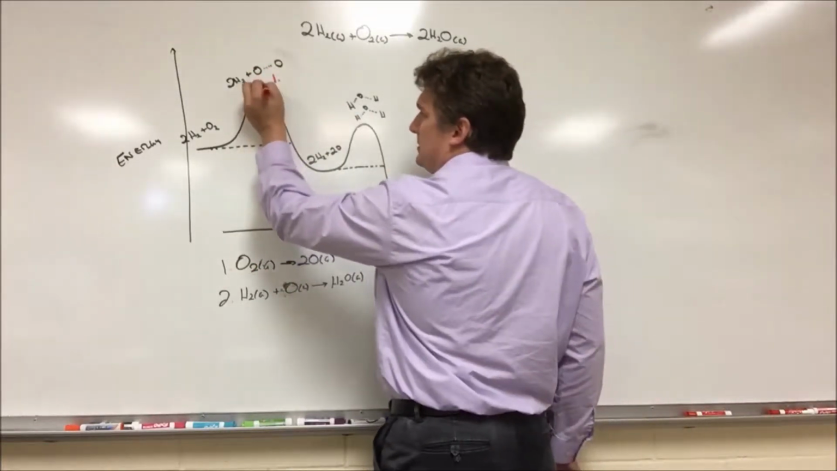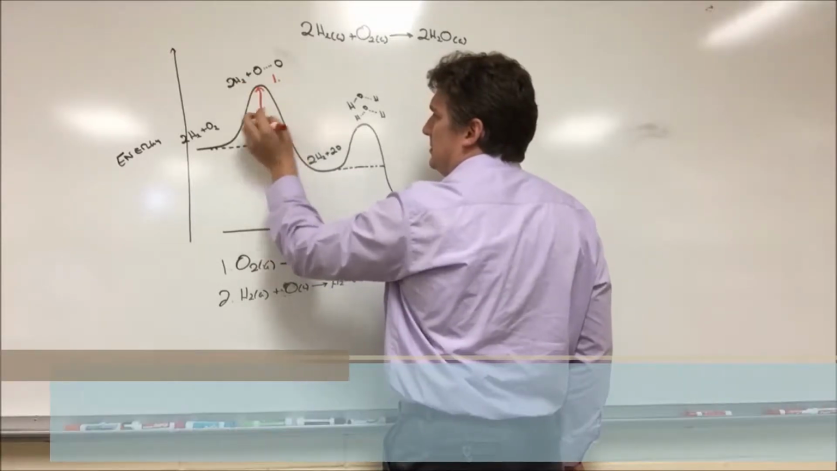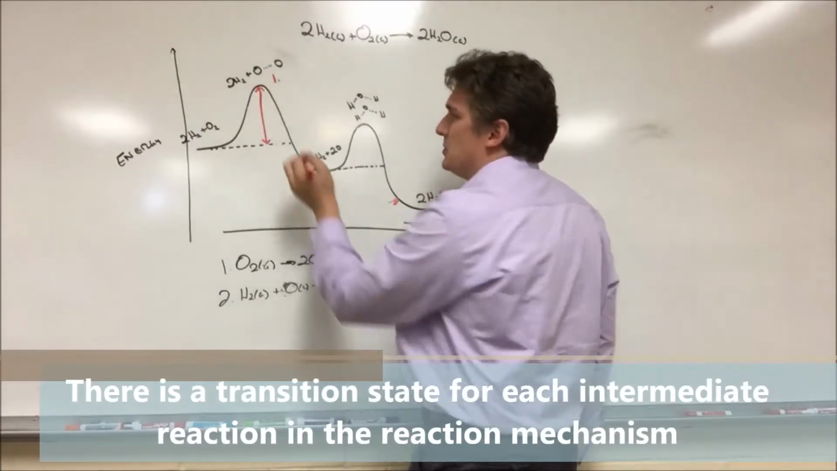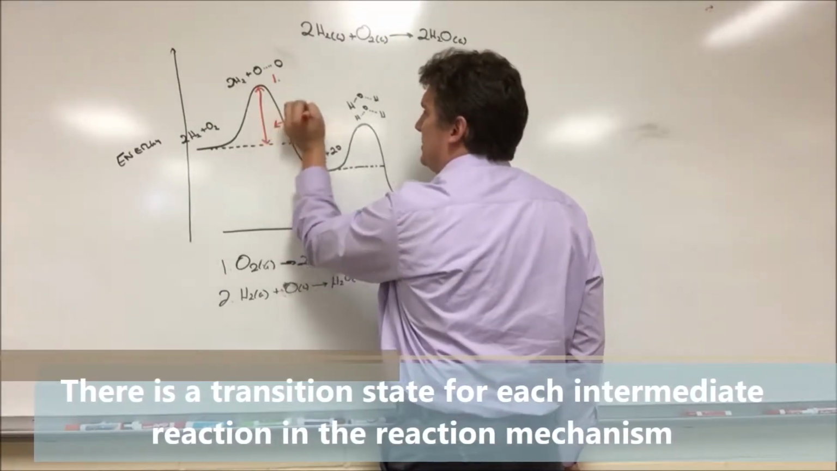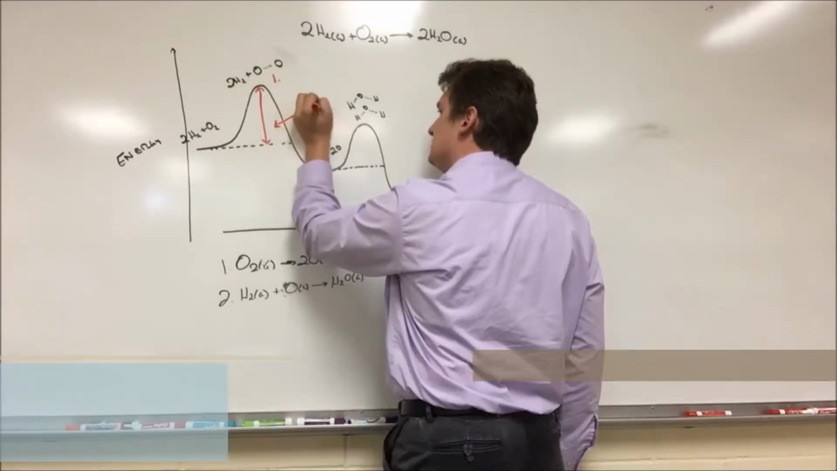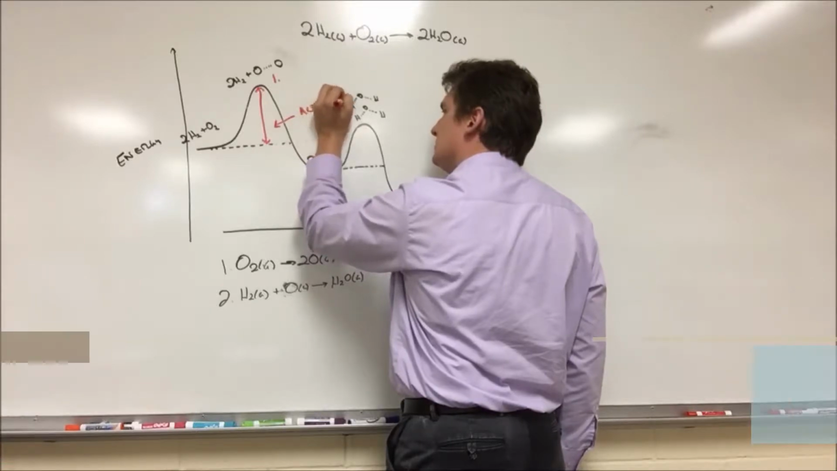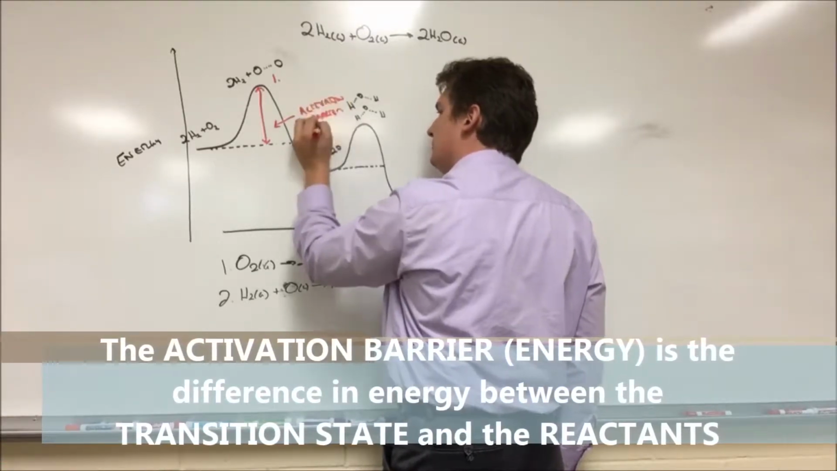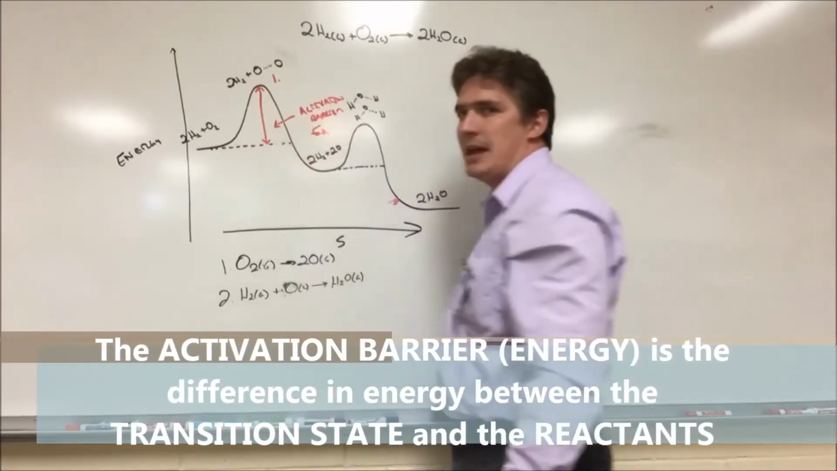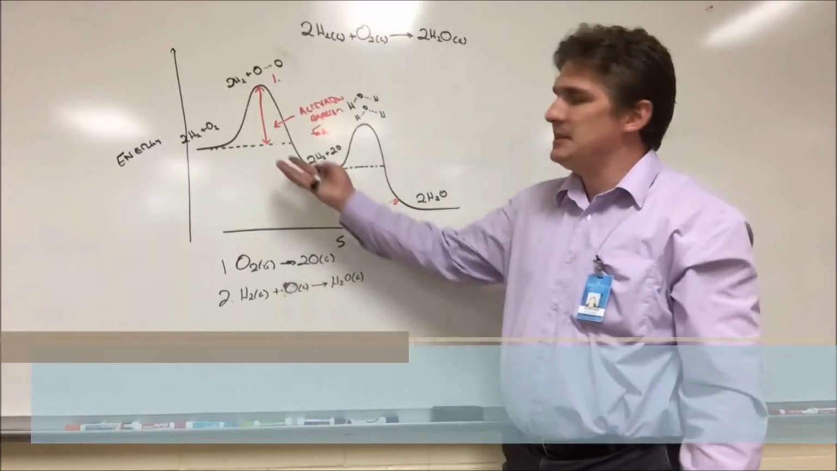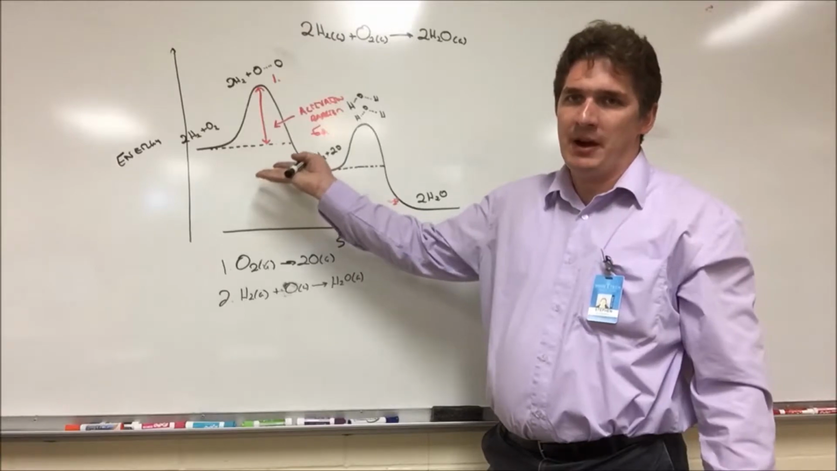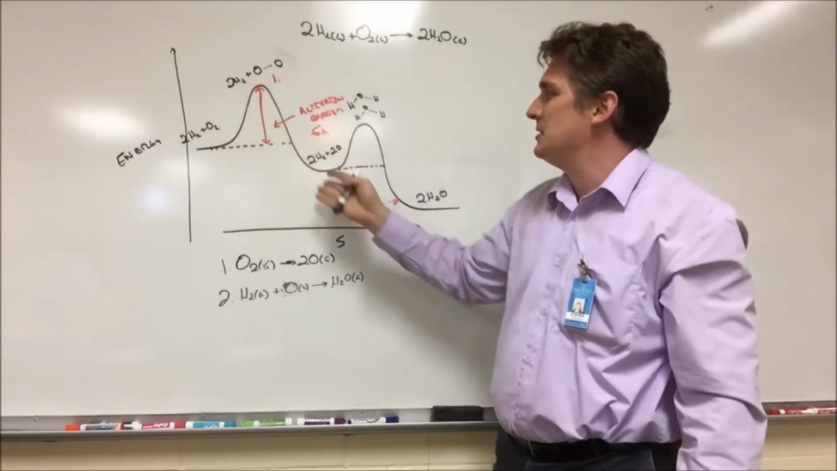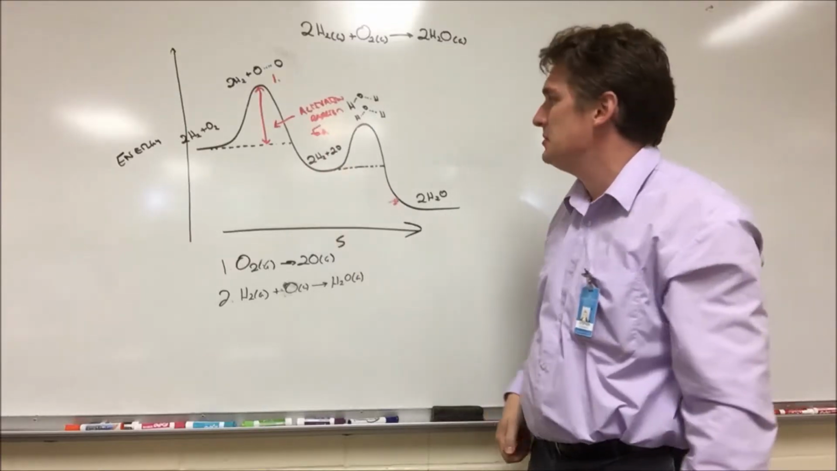The height in energy between the reactants and the highest energy intermediates is what's called the activation barrier, or EA. Now this is basically how much energy has to be absorbed by the reactants to begin the reaction before we get dissociation down to H2 and O2.